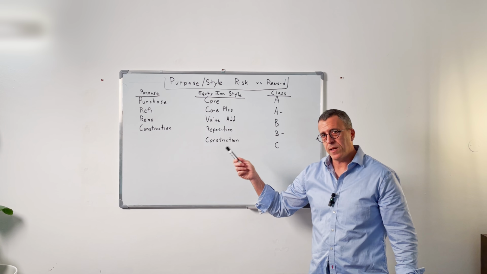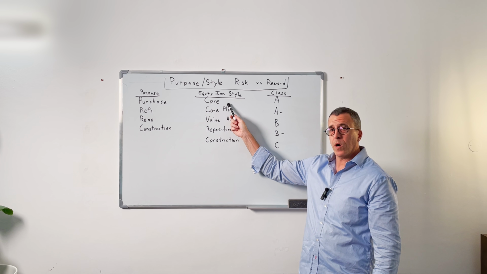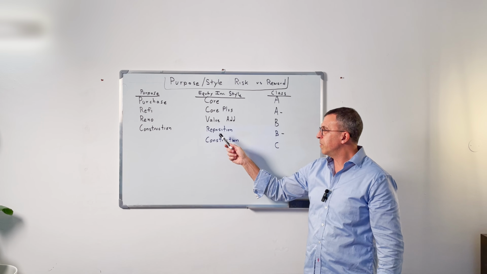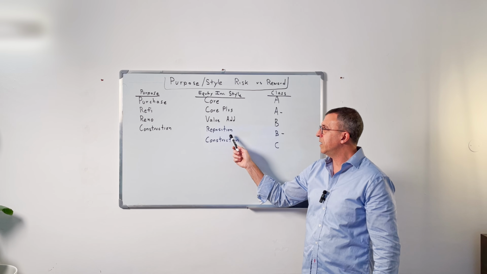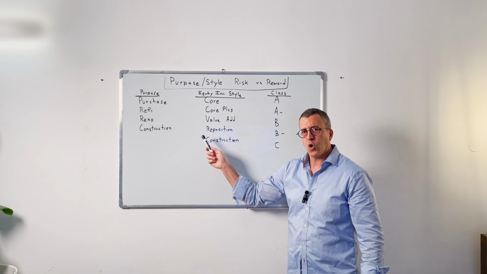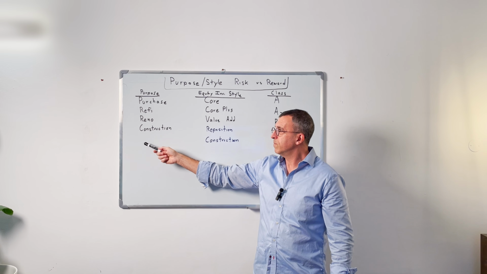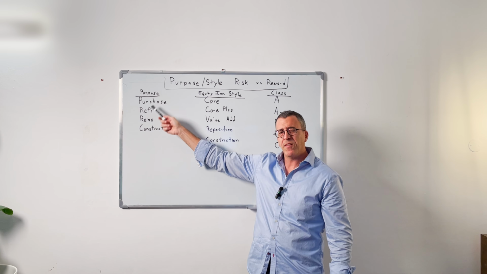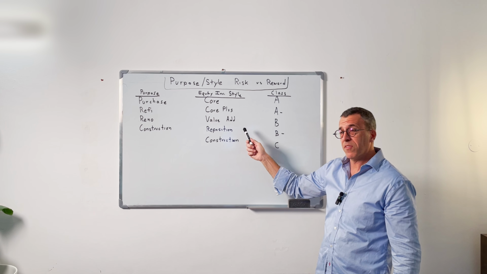But if you were an equity investor, you might talk about things a little differently. You might talk about core plus, value add, repositioning, and construction. Repositioning could also mean repurposing or heavy renovation. There are a lot of different terms that could go here, with the same idea correlating to renovation. But an equity investor really doesn't think in terms of refinance or renovation. They think more along these lines.